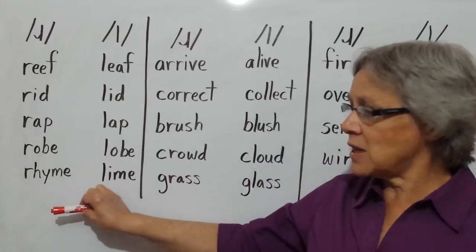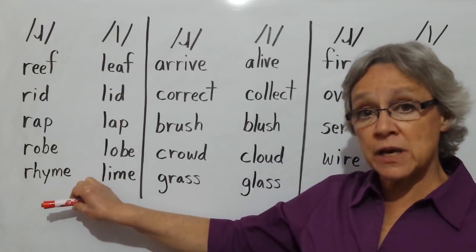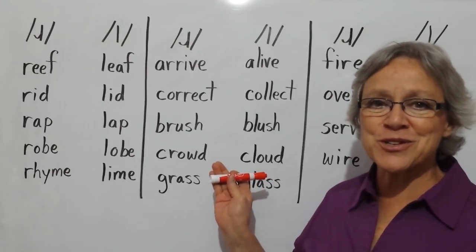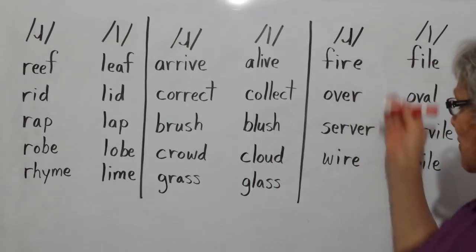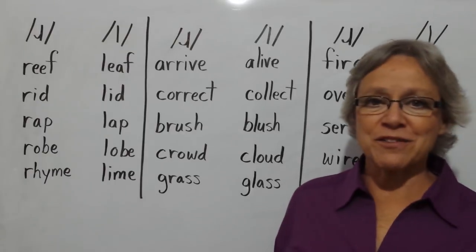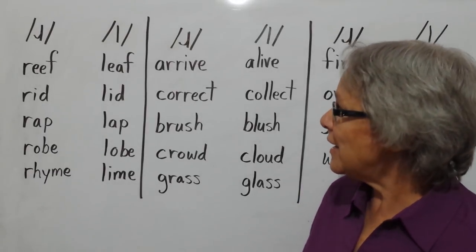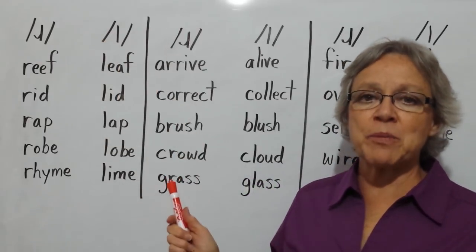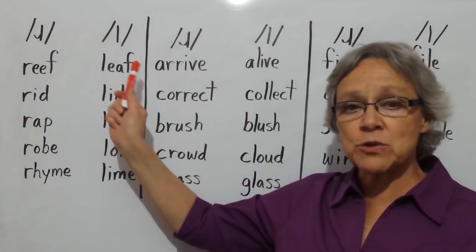The words in these two columns have the sounds at the beginning of the words. The words in these two columns have the sounds in the middle of the words. And the words in these two columns have the sounds at the end of the words. Okay? And I paired these two sounds because many people have difficulty distinguishing between those two.